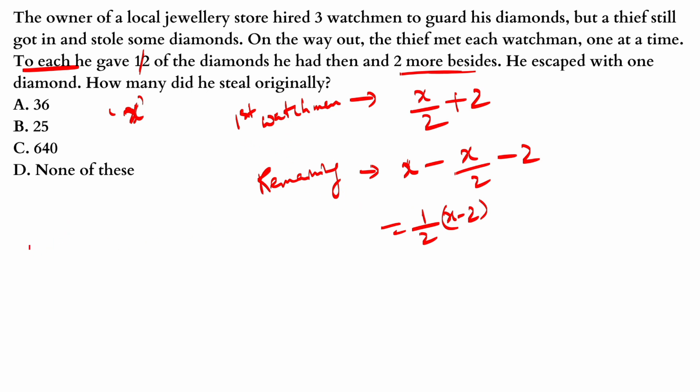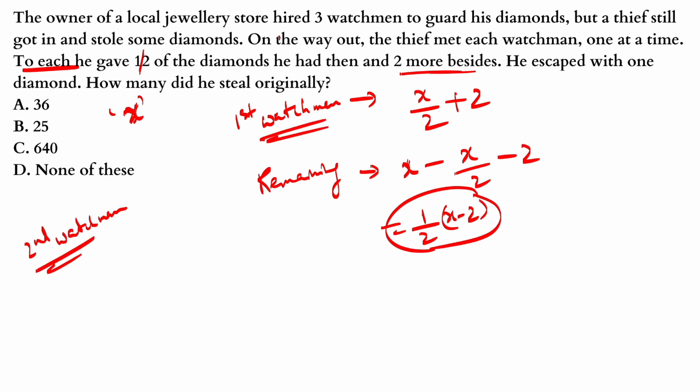Now second watchman. Now from this remaining diamonds, he again had to give half of these diamonds plus 2 more. So half of (1/2 into X minus 2) plus 2, this will be equal to 1/4 X plus 1. So this is the number of diamonds which the thief gave to the second watchman, and what will be the remaining diamonds.